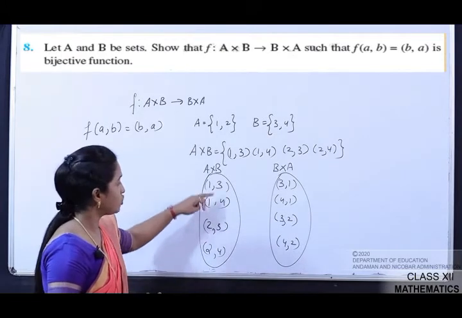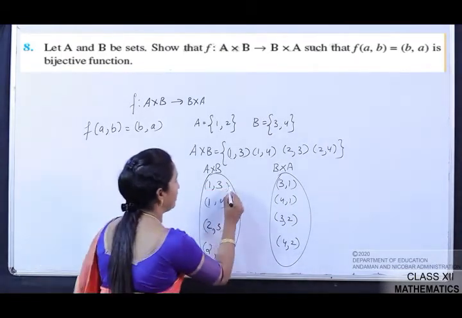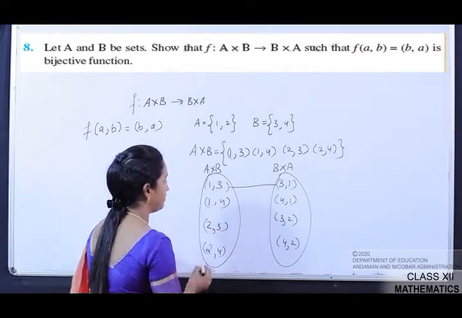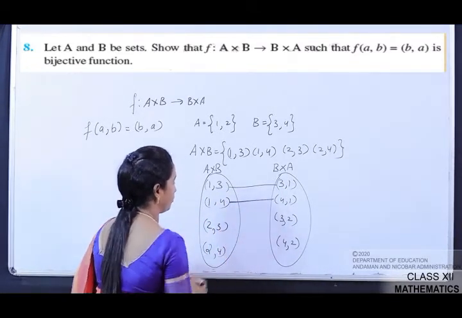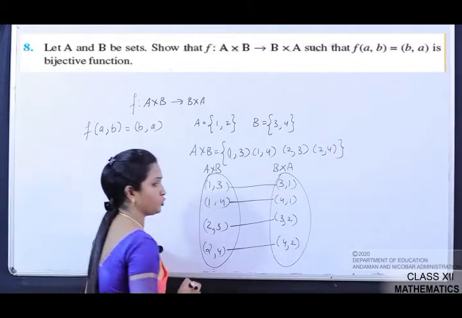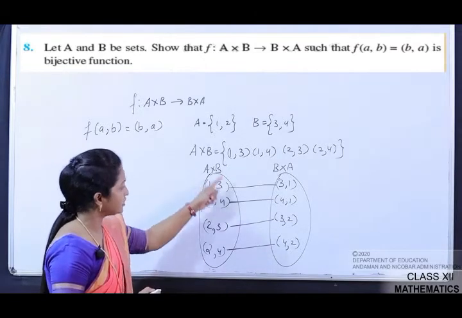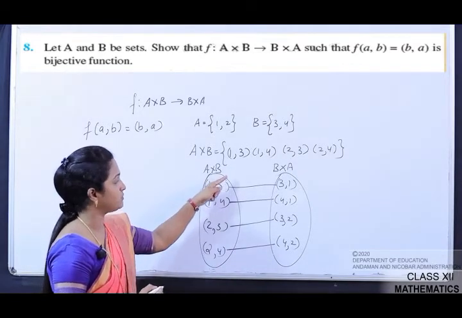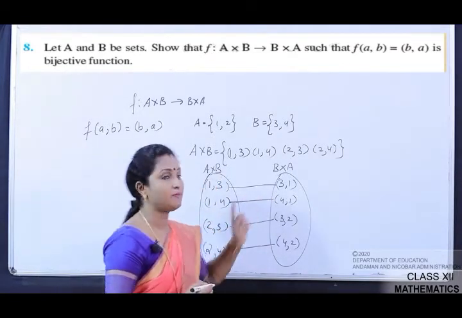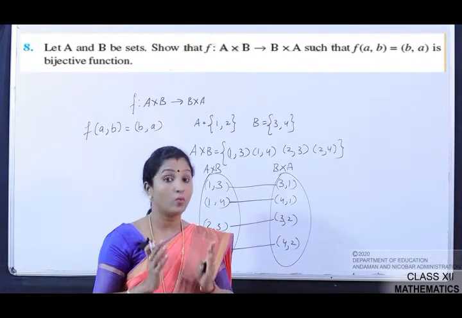ठीक है. So when you map it, you will observe that the image of 1 3 is 3 1. The image of 1 4 is 4 1, the image of 2 3 is 3 2 and the image of 2 4 is 4 2. If you take more numbers, then also you will find that each and every element of A cross B will be having a distinct image in B cross A. So what can you say? The function is 1 to 1.